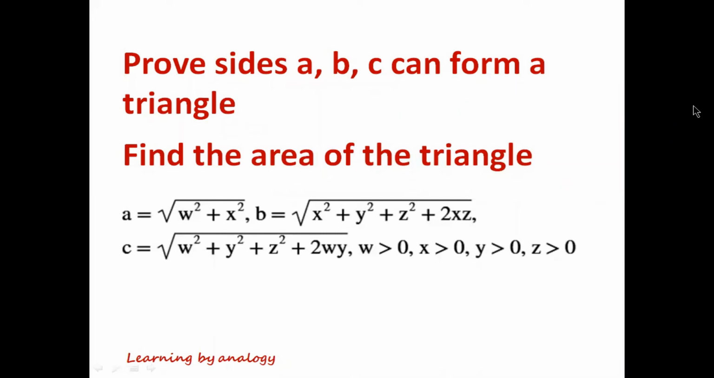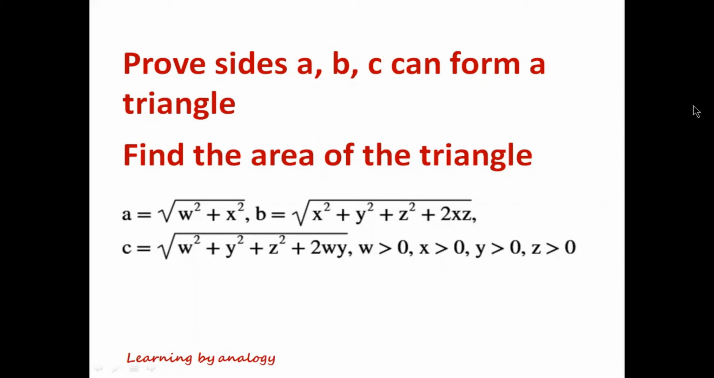Proof. Sides A, B, C form a triangle. Find the area of the triangle. A equals root of w squared plus x squared.